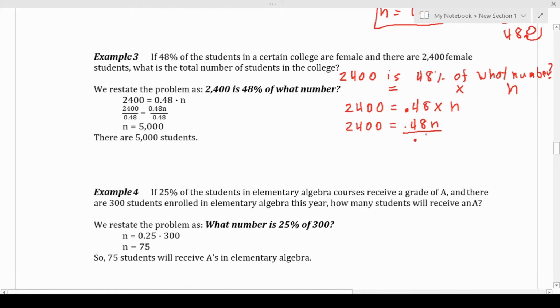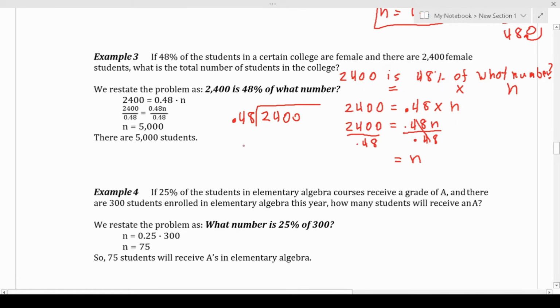As we can see, in order to solve for n, we're going to divide both sides by 0.48 to get n by itself. This is going to cross out, leaving you with just n over here. And as we can see, n equals 2,400 divided by 0.48, which looks like this. 2,400 divided by 0.48.